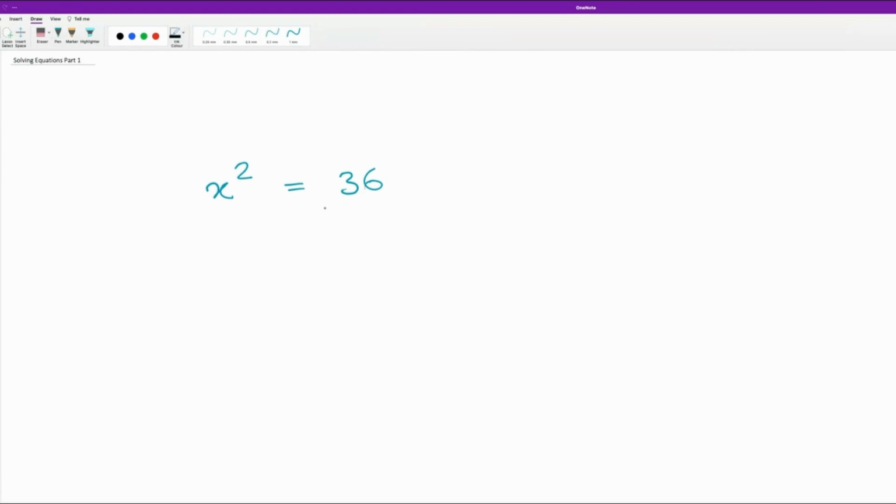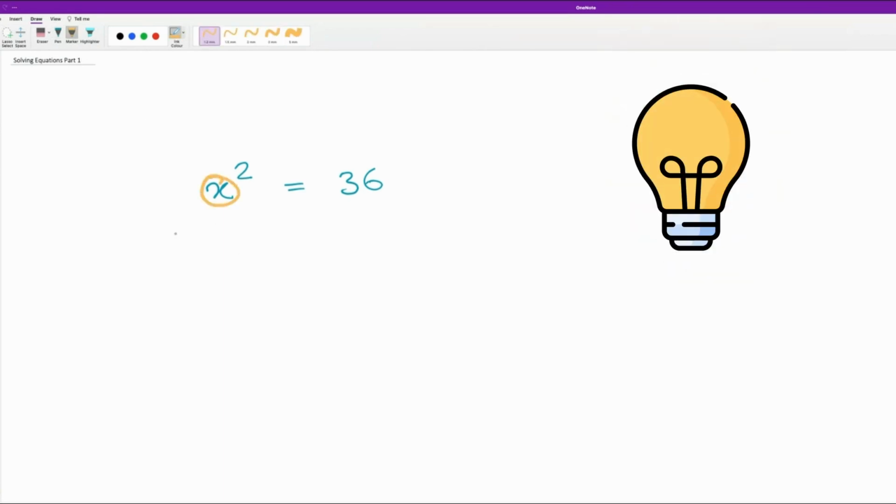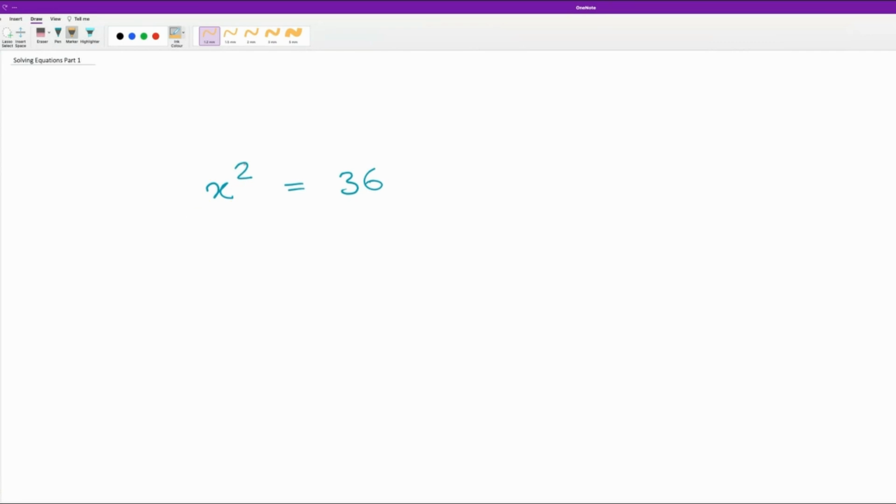Now, for those of us who would know, we know that 6 squared will give us 36. But how do we actually show the working out for this? So again, the primary purpose is to isolate this x. So in this case, I need to move this squared over to the other side somehow. Now, the opposite of a square is to square root, and we do that to both sides.